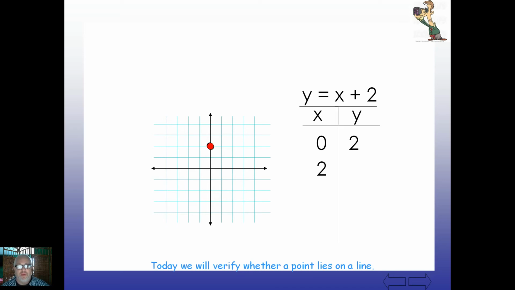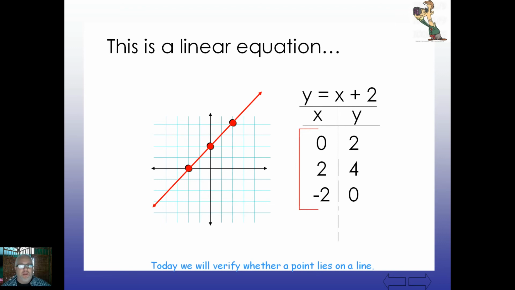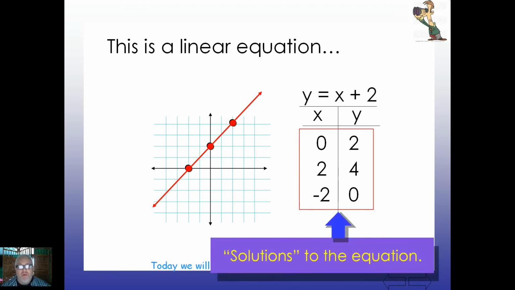What about the next one? What if we plug in a 2 here? Plug in a 2 for x, what's y? You agree it's 4? So there's your next point, (2, 4). And how about this one? Negative 2 would give us a y of 0. Connect the dots, and lo and behold, we have a linear equation here.